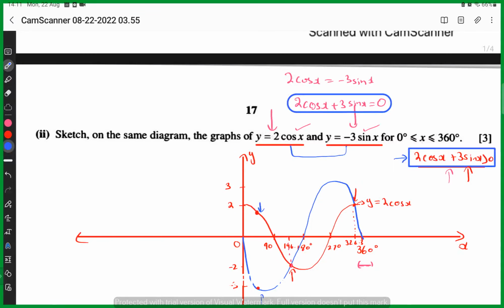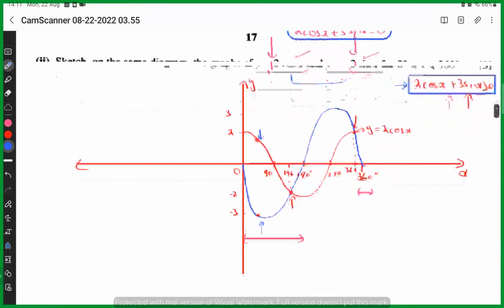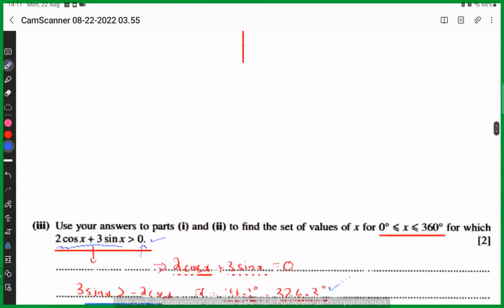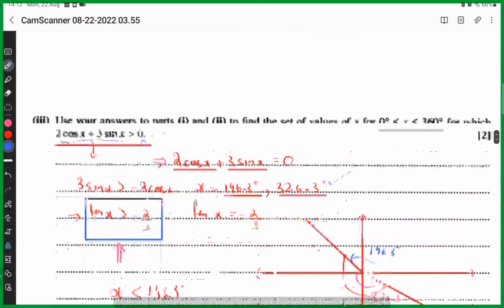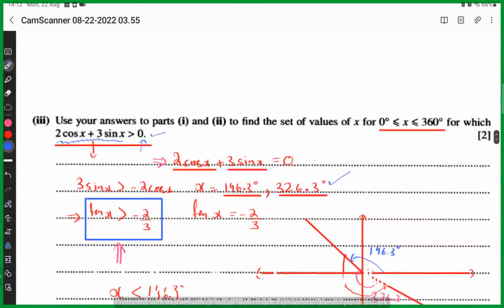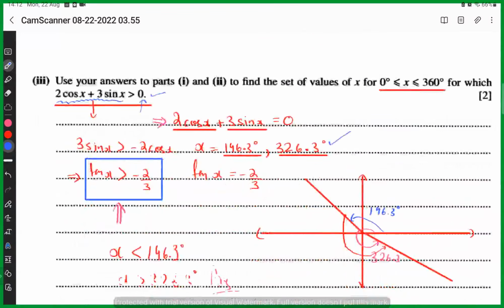Okay, now what was the question? The question is, use your answers to part 1 to find the set of values for which 2 cos x plus 3 sin x is greater than 0.